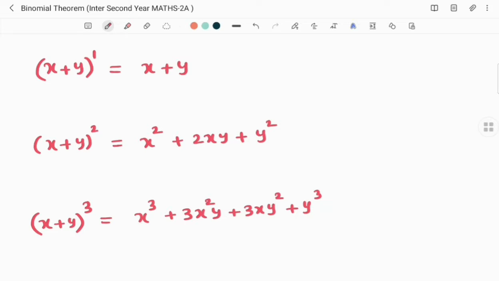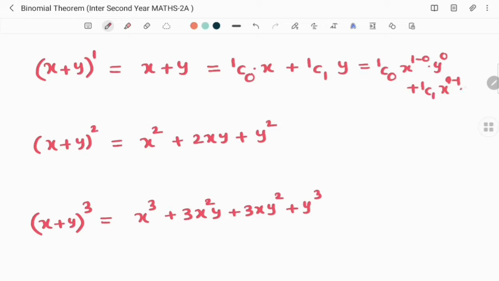See here, generally x plus y whole power 1 can be written as 1c0 into x plus 1c1 into y, and also can be written as 1c0 x power 1 minus 0 y power 0 plus 1c1 x power 1 minus 1 into y power 1. This is the way we can write it. The meaning does not change.